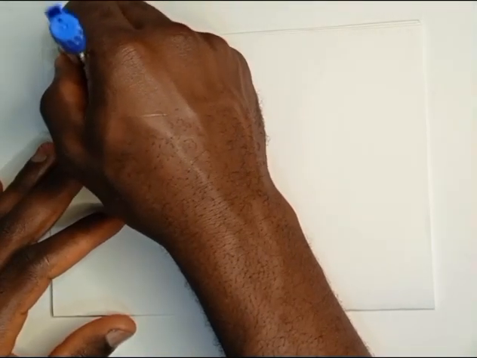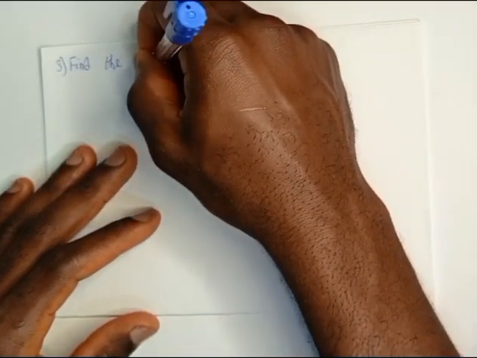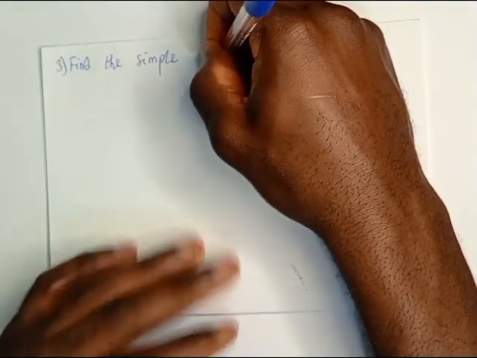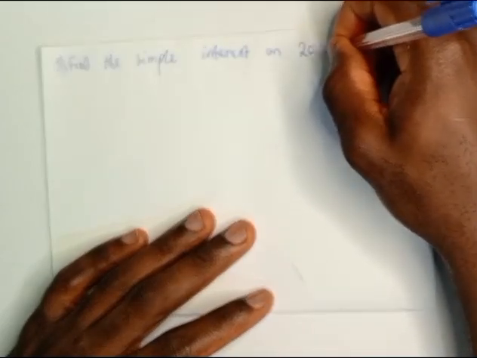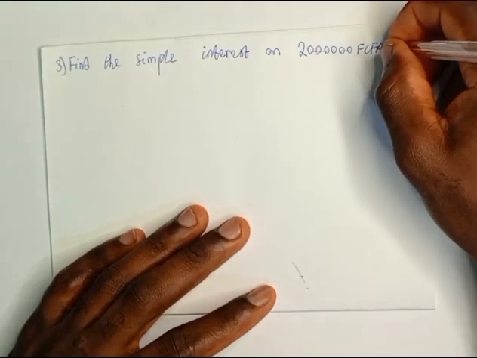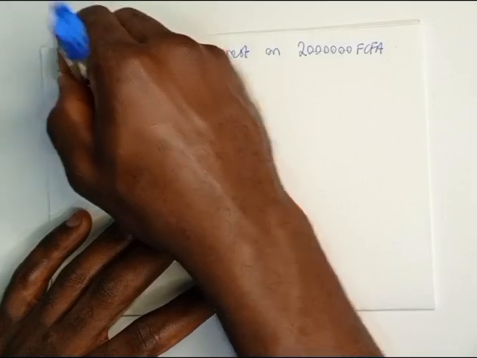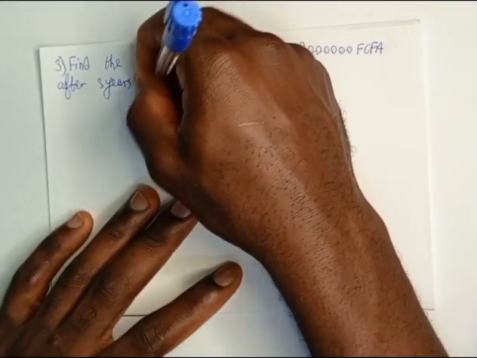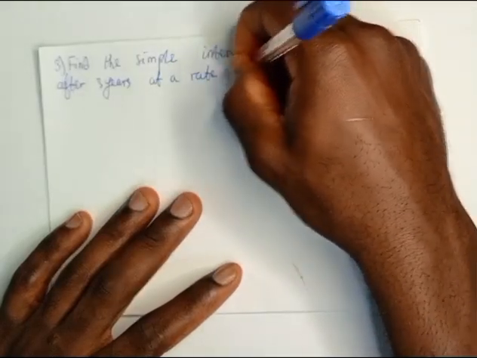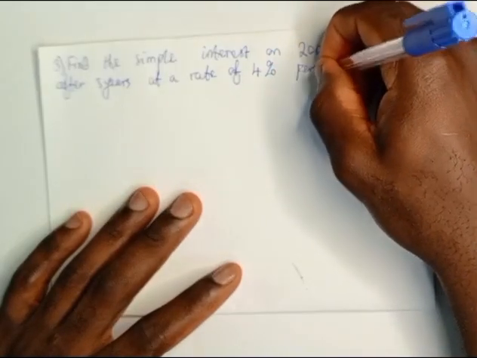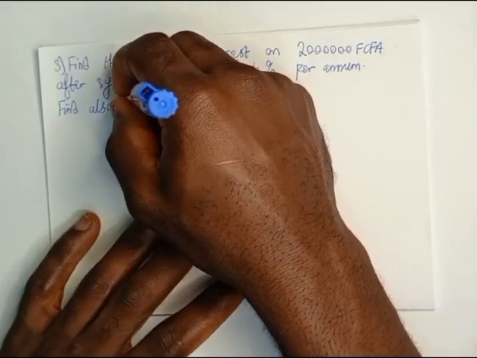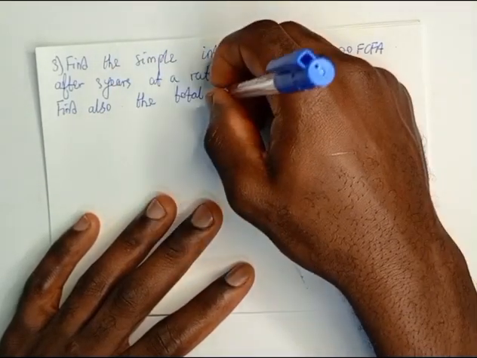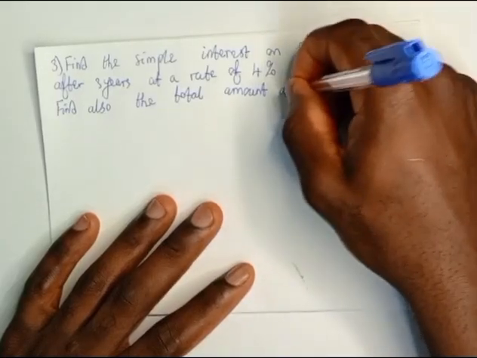Go to question 3. Question 3. Find the simple interest on 2 million francs CFA after 3 years at a rate of 4% per annum. Find also the total amount at the end.